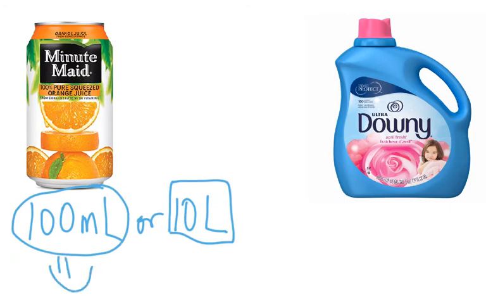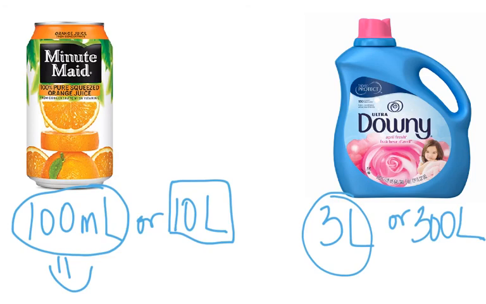And then on the right, you have some fabric softener in that jug. And I want to know, does it hold 3 liters or 300 liters? The correct answer is 3 liters. 300 liters would be a lot. I'm having a hard time even imagining how much that would be. Probably enough to fill my bathtub even.